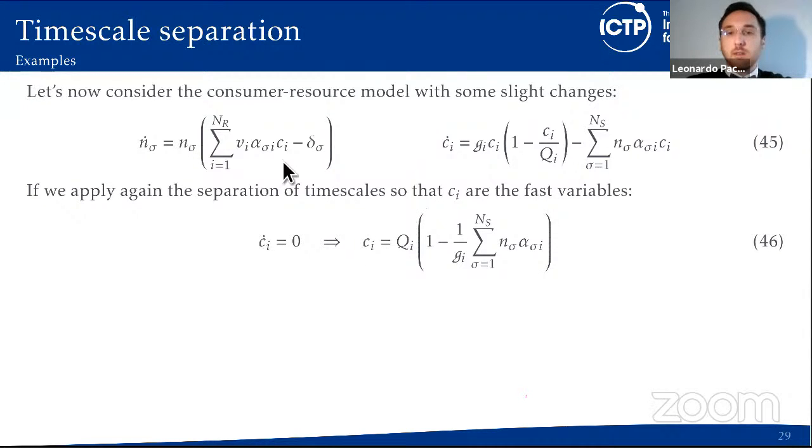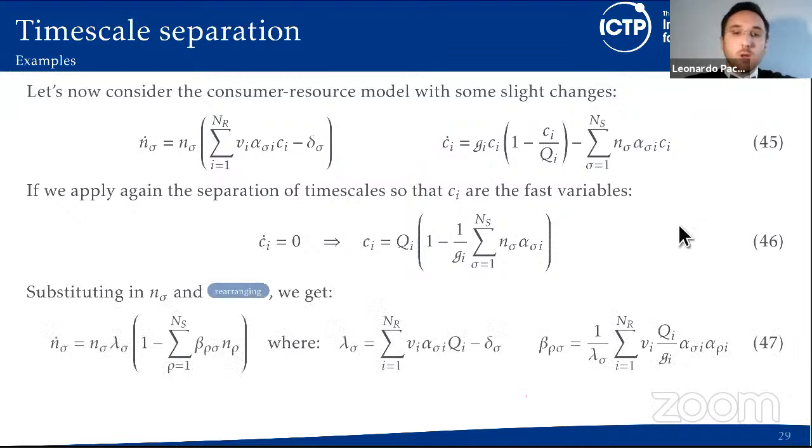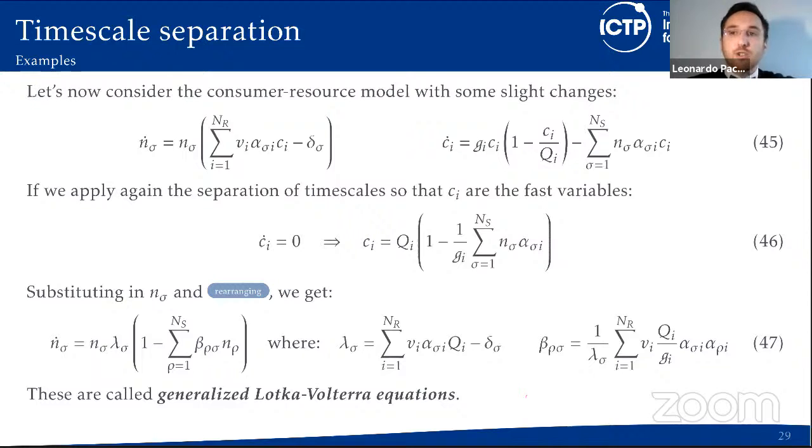If we now plug this back into this equation and do some rearranging, I'm not going to show you because it's just very boring computations and we have only 5 minutes left. But in the end, we get these equations here, where I'm showing you the definitions of these parameters. This is actually an interesting result because these equations are called the generalized Lotka-Volterra equations. These are basically a generalized version of the Lotka-Volterra equations for systems with more than one species.